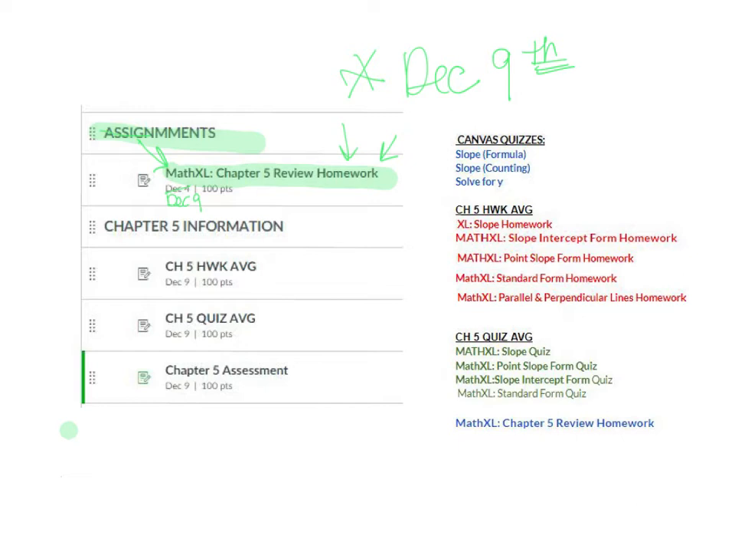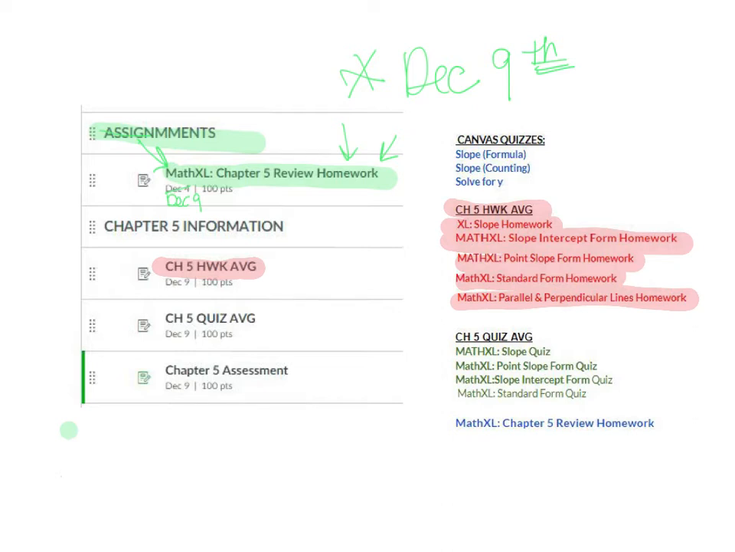Okay? One thing is that we have a list of Chapter 5 homework assignments, and those are listed right here. So if you kept up to date, just maybe go through and check to make sure you've completed all of these. If not, this is a great opportunity to go back and complete these. There's a slope homework, there's a slope-intercept form homework, there's a point-slope form homework, there's a standard form homework, and there's a homework on parallel and perpendicular lines.